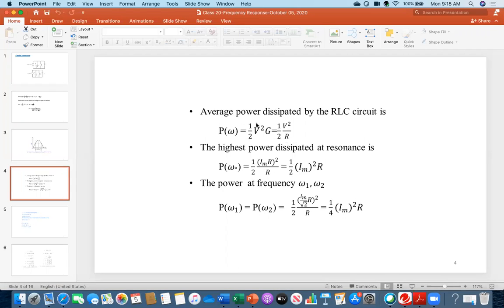So here you can see that the average power dissipated by the RLC circuit is P(ω). Because you are looking at average power, it is half V squared G, where G is the conductance. You can express the power in terms of conductance, or you can change G to 1 over R, so you have V squared over R. Therefore, the highest power is dissipated at resonance, and now you can express it in terms of current as well.